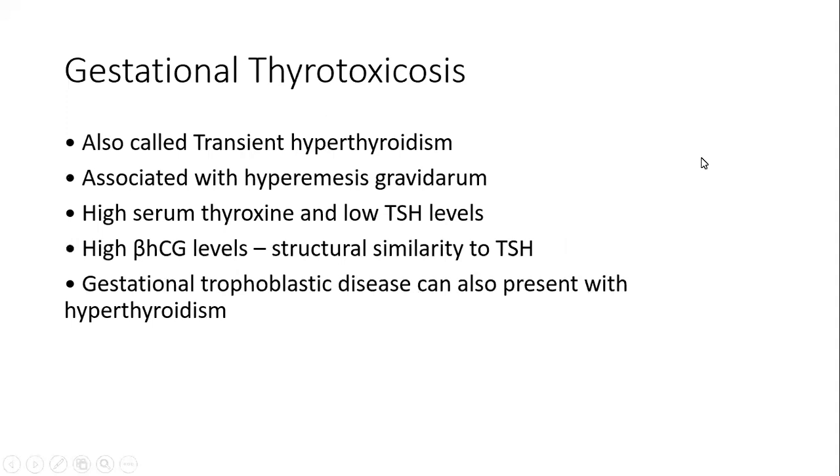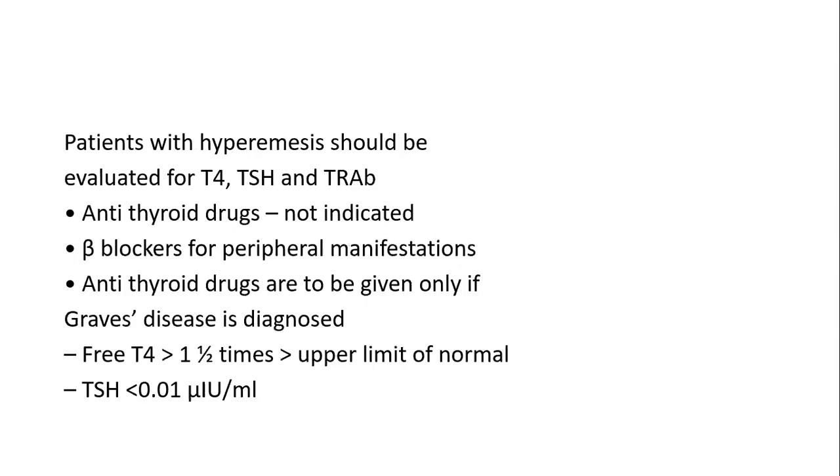So we can also have gestational transient thyrotoxicosis, usually called transient hyperthyroidism, and it is associated with hyperemesis gravidarum, where we have high serum levels of thyroxine and low serum levels of TSH, but usually high beta HCG levels, which is structurally similar to TSH. And gestational trophoblastic disease can also present with hyperthyroidism.